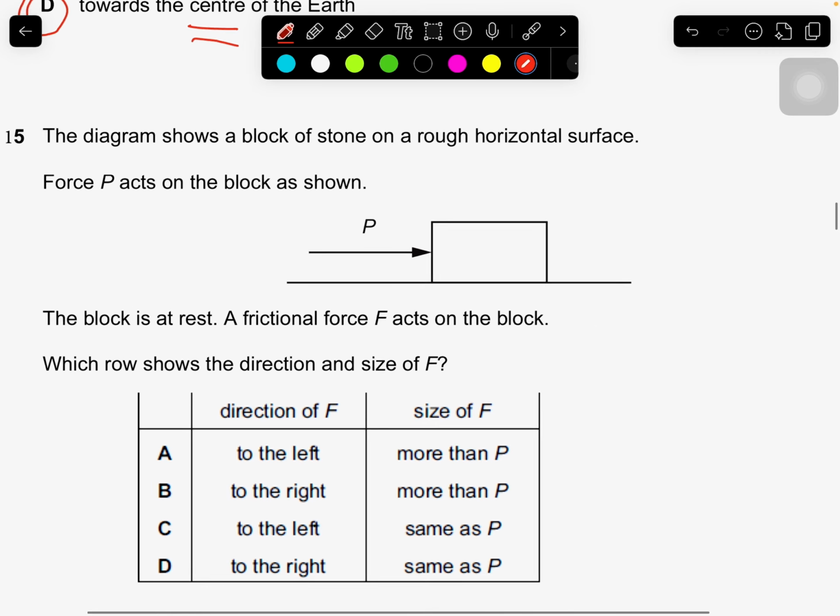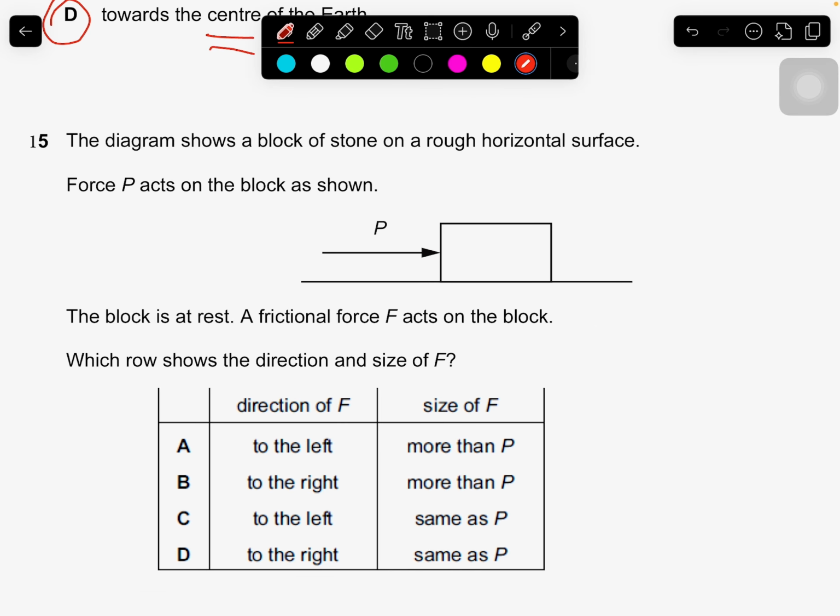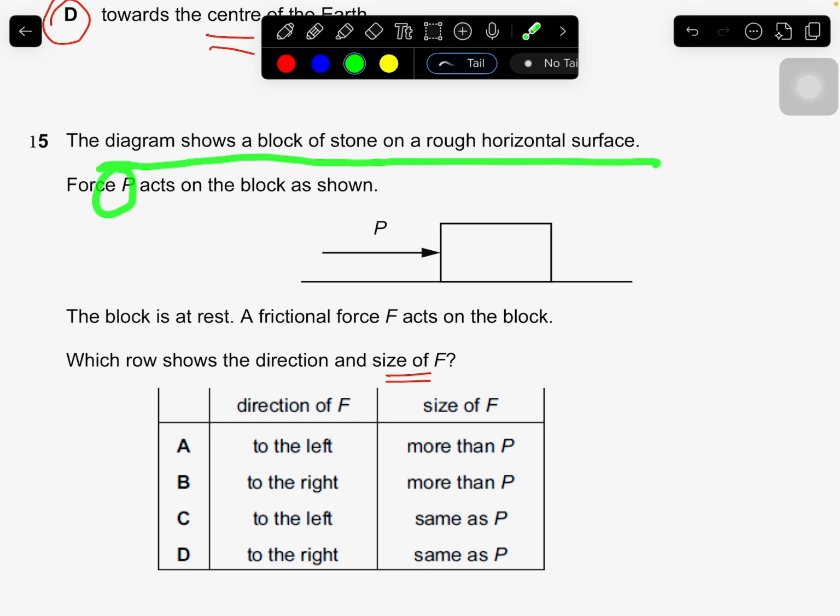This is our last question. The diagram shows a block of stone on a rough horizontal surface. Force P acts on the block as shown. The block is at rest. A frictional force F acts on the block. Which row shows the direction and size of F? Wait, I read the question way too fast for my brain to process it. The diagram shows a block of stone on a rough horizontal surface. Force P acts. The block is at rest. A frictional force acts on the block.